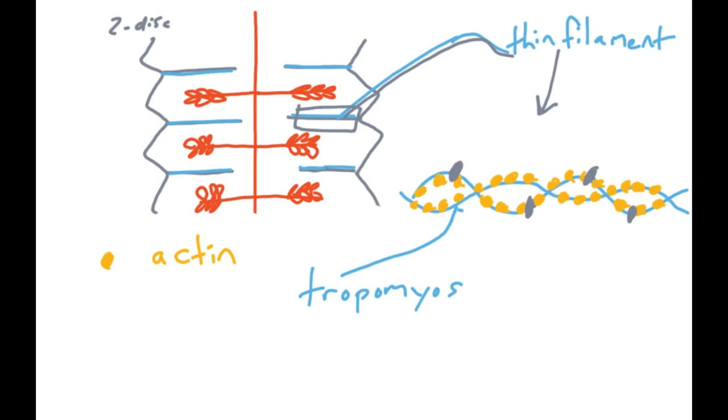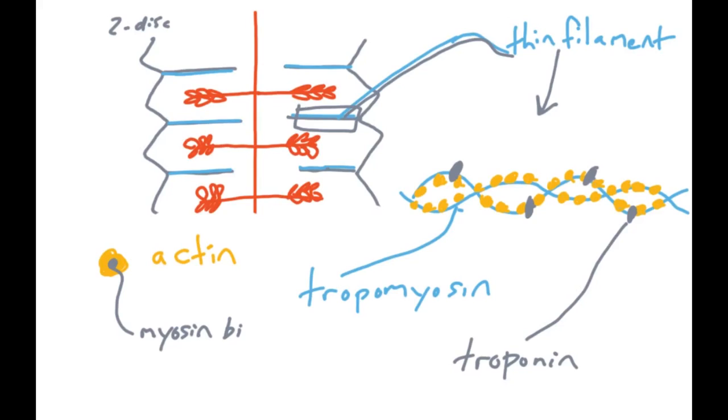The blue rope, if you will, that twists around, this is going to be what we call tropomyosin. And then lastly, these gray protein molecules, these are what we term troponin. So those are the 3 key players that make up these thin filaments. And the way they come together is that on every single actin protein, there is a binding site. This is a myosin binding site.